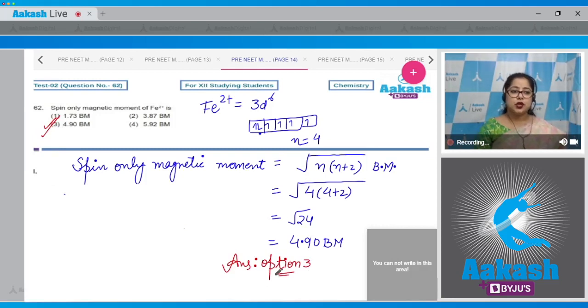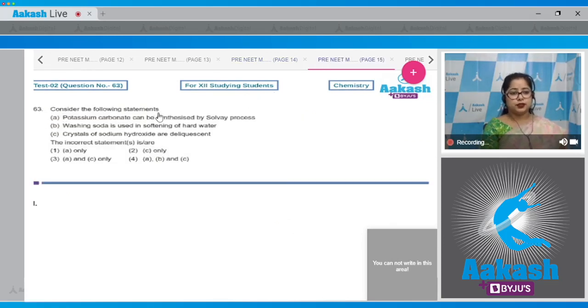Moving to the next question, students, which is question number 63. Let's read it. Consider the following statements. Students, in this question we are given 3 statements and we have to identify the incorrect one. Let's start. Statement A, potassium carbonate can be synthesized by Solvay process. Students, this is an incorrect statement, as potassium carbonate cannot be synthesized using Solvay process because the intermediate compound, that is potassium hydrogen carbonate, KHCO3, formed, is highly soluble in water and it is difficult to precipitate it out. That means statement 1 is the incorrect one.